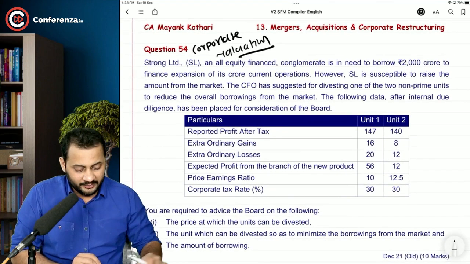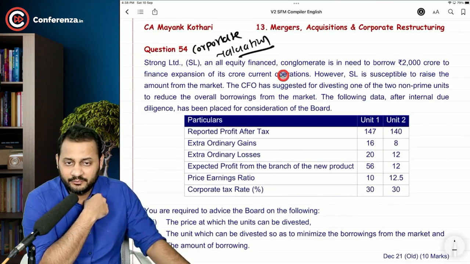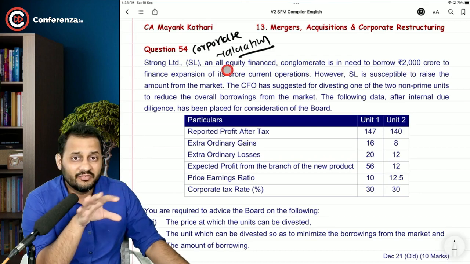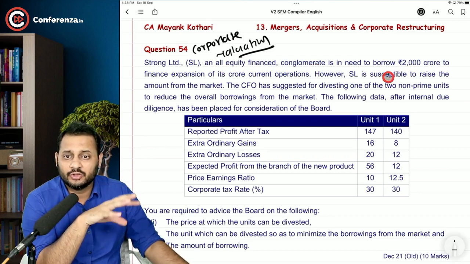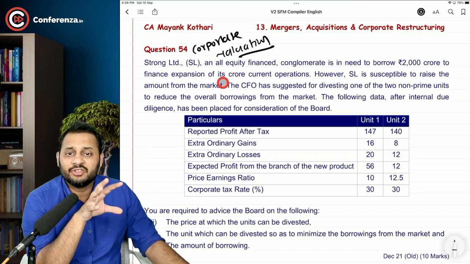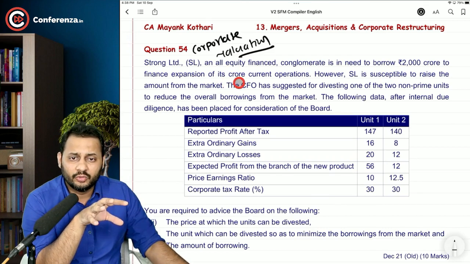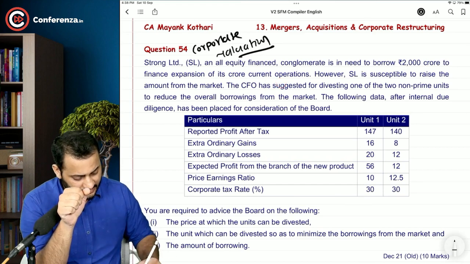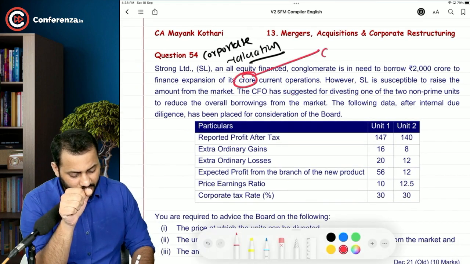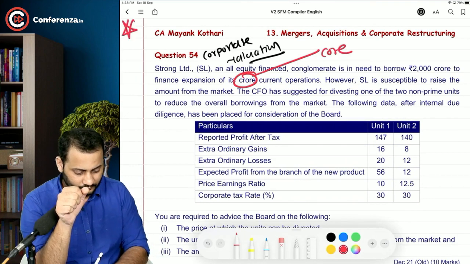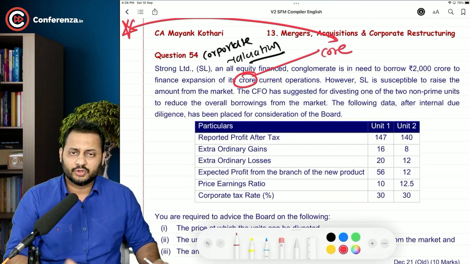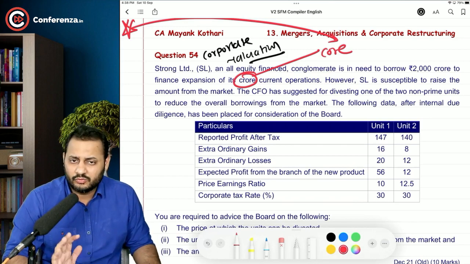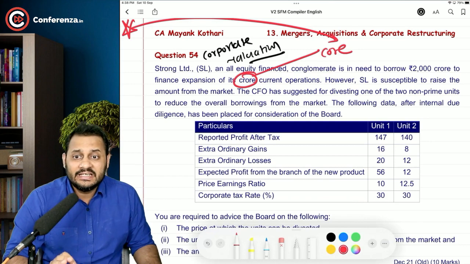Okay. Strong Limited is an all equity financed company. Conglomerate is in need to borrow 2000 crore. Till now it was all equity financed, but now it needs 2000 crore to finance the expansion of its current operation. See, you need to make the correction here. I think it's not crore, it should be core operation. So it wants to expand its core business, whatever it is, and for that purpose they need 2000 crore.